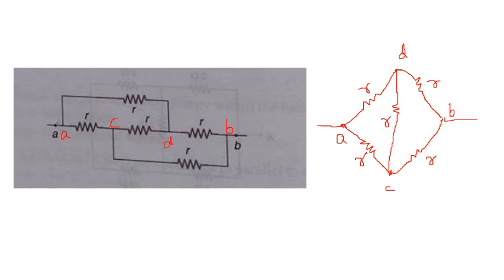Now if you see, this is basically a Wheatstone bridge. So if it's a Wheatstone bridge, you can remove the middle branch. So the total resistance will be R plus R, 2R, R plus R, 2R, and 2R and 2R will be in parallel. So this is how you have to solve questions related to the Wheatstone bridge.